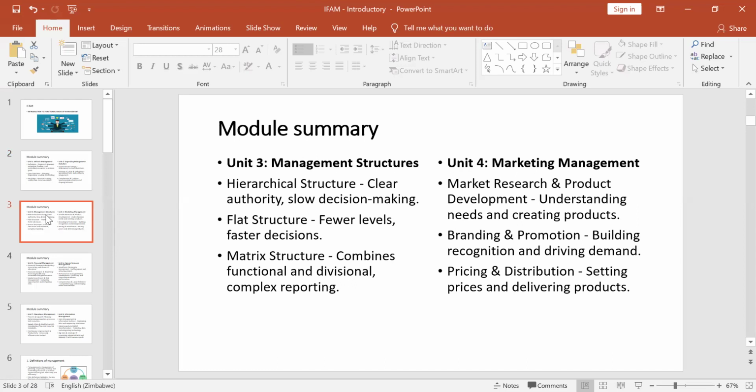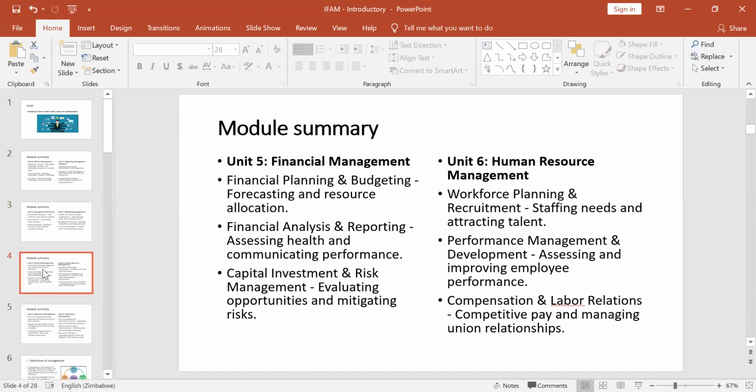Then unit four, we'll look at marketing management. We are now looking at the different functions that you find within an organization. So anything that has to do with marketing, we are going to look at it. Then we move on to finance. I'm sure for those who are in certain workplaces, you already know these as departments, but you cannot work for all these departments at the same time. So you will need to know what they do in finance. What is done in human resources? We'll look at all those in more detail.